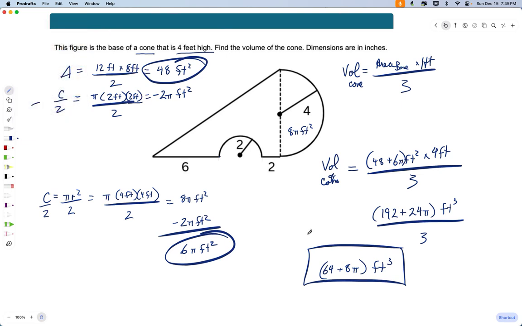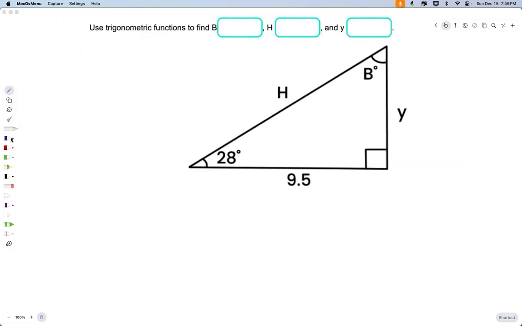All right, so we are going to use our functions to find b, h, and y. So b, again, we know this is 90, this is 28, so this has to be 62 degrees. That one was easy, because we know the 3 added together is going to equal 180 degrees. Right, so that one was easy peasy. But now we can use that to find h and y. So let's look for h first so we have a hypotenuse to use for the other one.